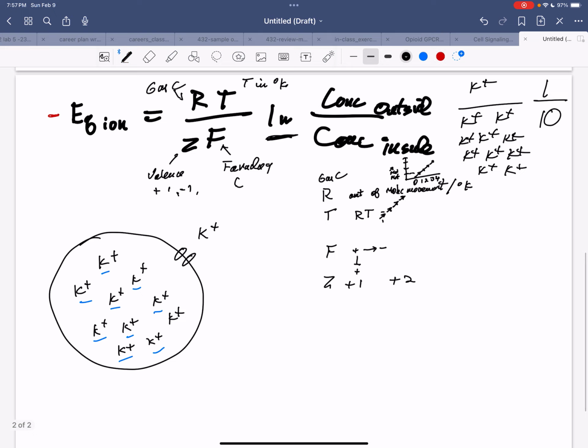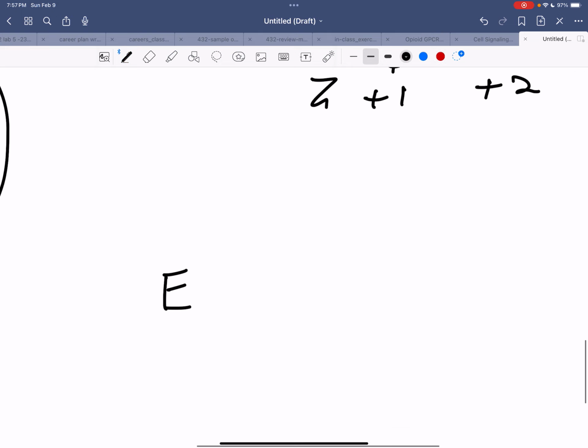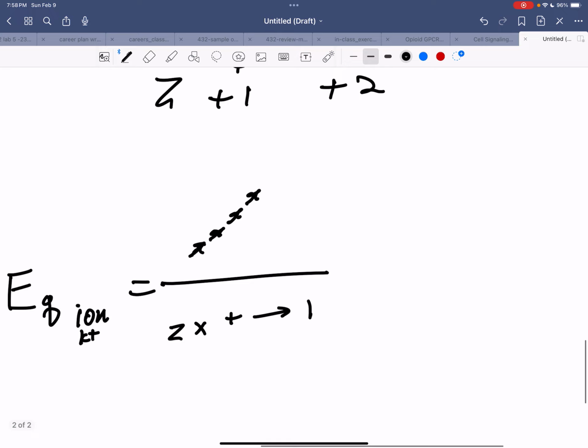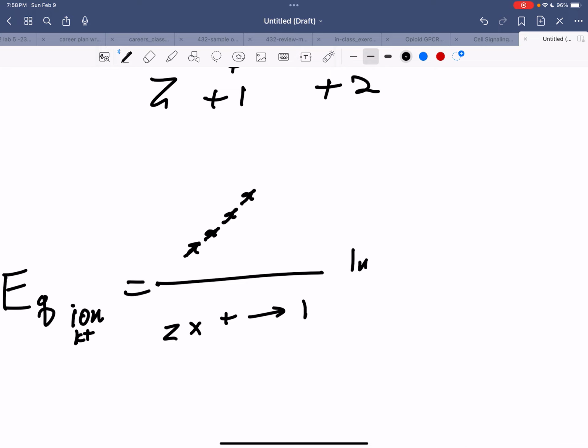If you were going to do it as an equation, then it would be equilibrium for whatever ion, in this case it's K plus, equals the total molecular movement divided by the valence, and we'll just leave that as a Z, times the attraction of positive to minus, as I've discussed it in this case, times natural log of concentration out over concentration in.